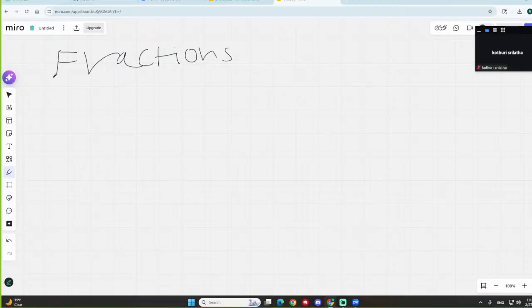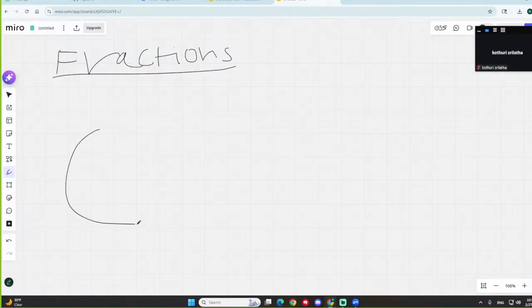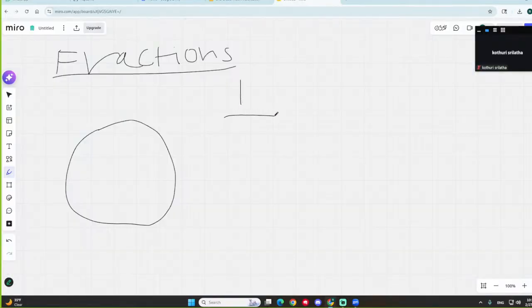So today we're going to be introducing the topic of fractions. Let's start with this introductory question. Let's say we have a roti, and this is the roti, and we cut it into halves. That means when we cut into halves, 1/2 is represented by this.